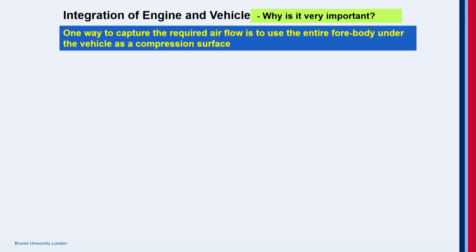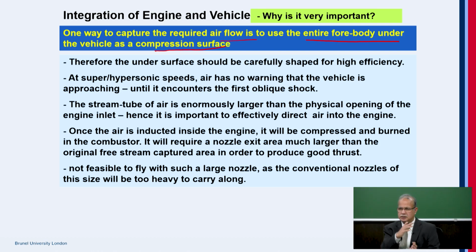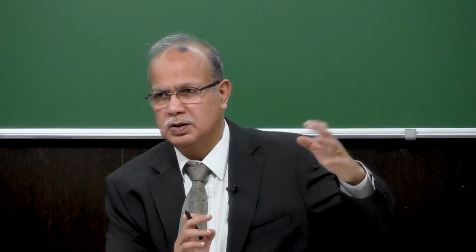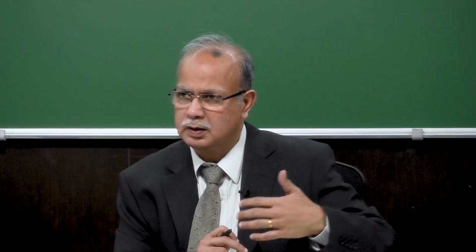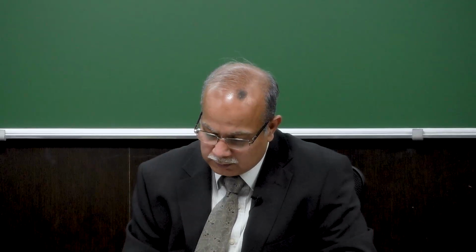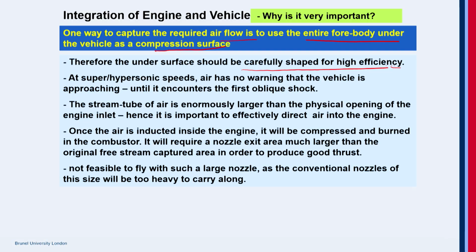Now, why is it important? I think I explained some of the things before. One way to capture the required airflow is to use the entire underside of the forebody of the vehicle as a compression surface. Because we are going to use the undersurface, it has to be perfectly aerodynamically streamlined with no defects to cause any flow suppression or distortion. Otherwise, we will lose all the mass coming into the engine. It should be carefully shaped for high aerodynamic streamlining of the flow.